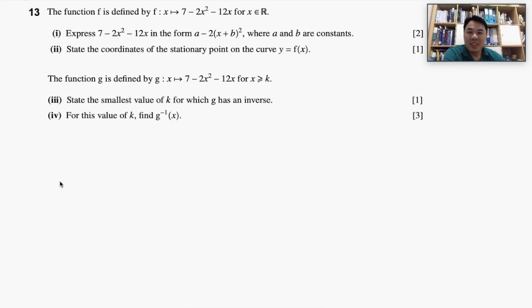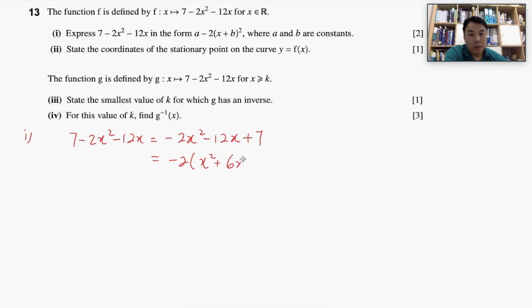Now, first question, we're going to express this in the completing the square form. We are given a concave curve, so I just need to follow the same routine here. Number 1, express this 7 minus 12x minus 2x squared. I will follow the usual way to do this to avoid any unnecessary error here. So 12x, I'll rearrange this, and then factorization.